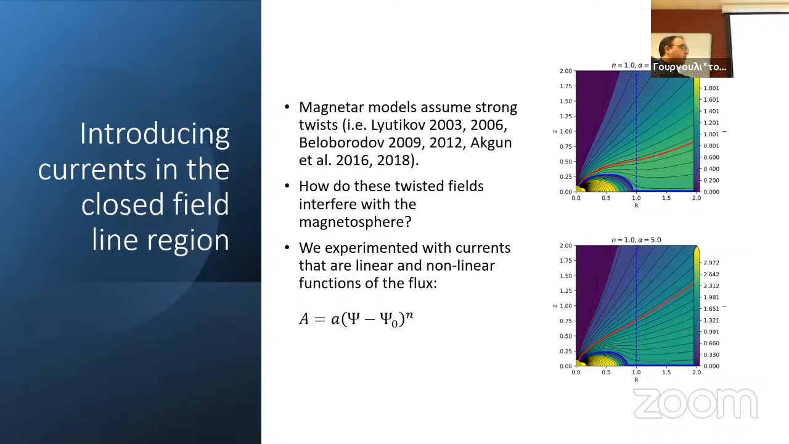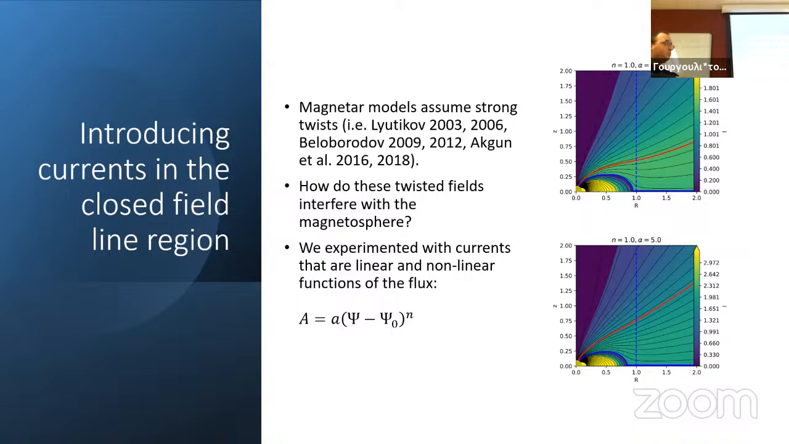And just to be sure that we are not being fooled by choosing a very particular case, we chose different profiles, linear and nonlinear ones, with the function of the twist being A times (psi minus psi naught) to the power n. Psi naught is the flux at the last closed field lines. So n has been 1, n has been 1.2, and n has been 2.